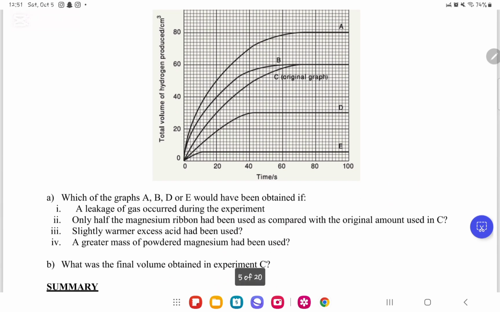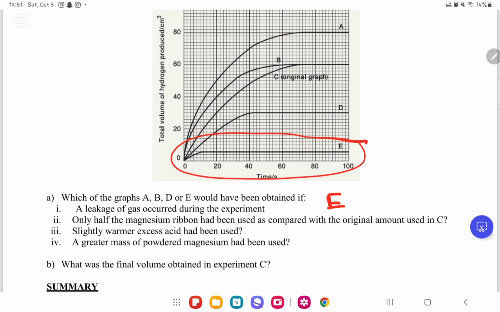Part A. They're asking which of the graphs A, B, D, or E would have been obtained if a leakage of gas occurred during the experiment. Definitely, by looking at E, you see there's an increase in the beginning, then everything stays the same. So definitely there was a leakage. So E is the leakage of gas during the experiment.